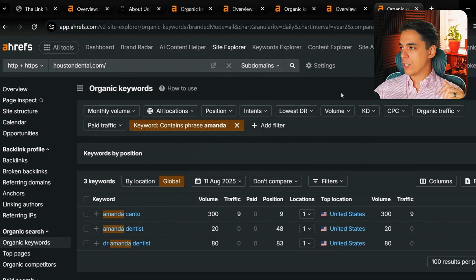Fantastic. One last check here. What about Houston Dental? I did the same check. I looked for the people behind it. Fantastic. They actually have a few hundred searches every month, which is pretty good.